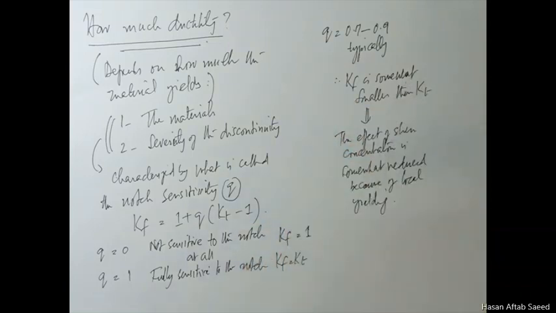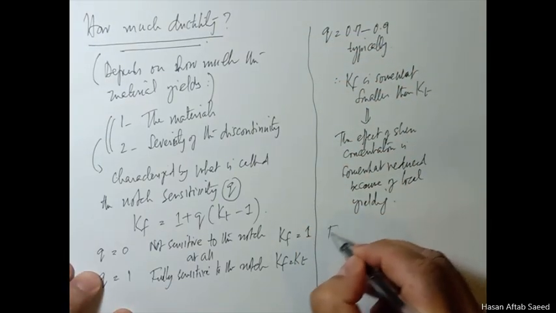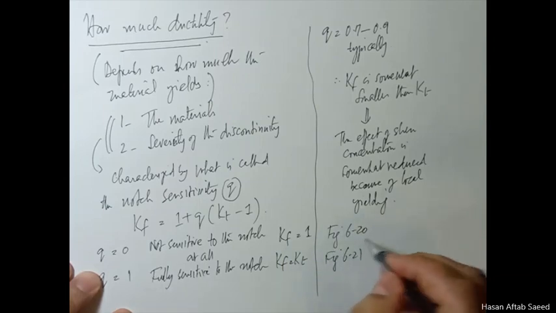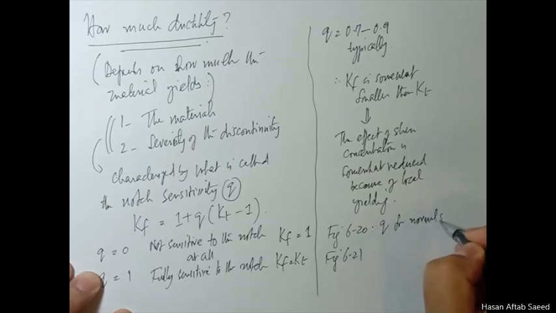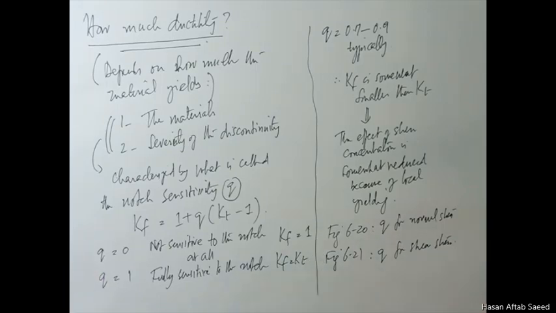Now we'll discuss this Q a little more, but first of all, where do we find Q? Well, in your textbook, there's this figure 6.20 and there's the figure 6.21. Here you can read Q for normal stress situations, and here Q for shear stress. It's very easy to read. It's easy to read off a chart, off a figure.